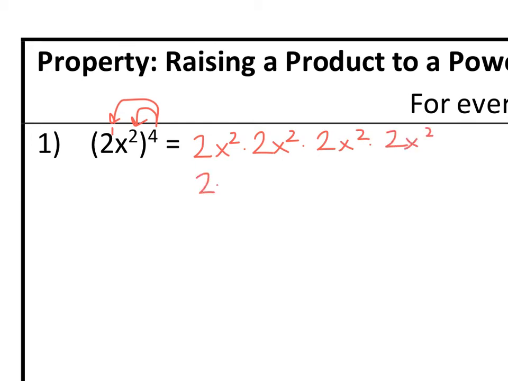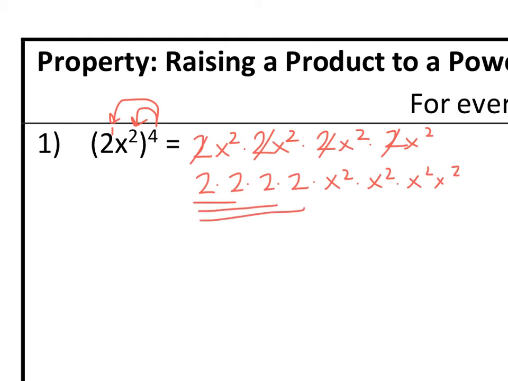We can rearrange our 2's, so we have those next to each other. And then we can rearrange our x squared. 2 times 2 is 4. 4 times 2 is 8. 8 times 2 is 16. And we have to add 2 plus 2 plus 2 plus 2, and we get x to the 8th. And that's our final answer.